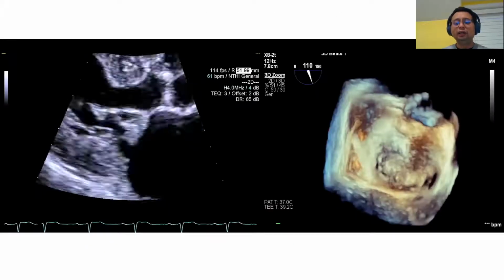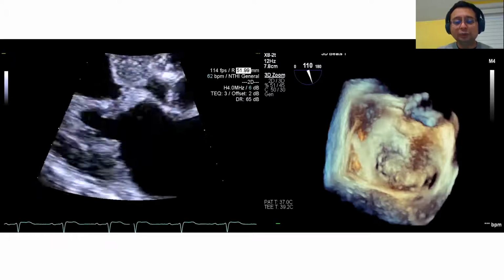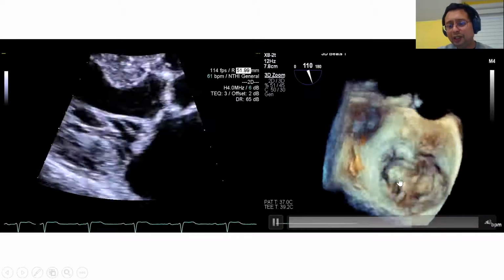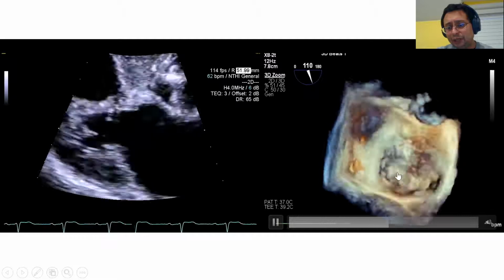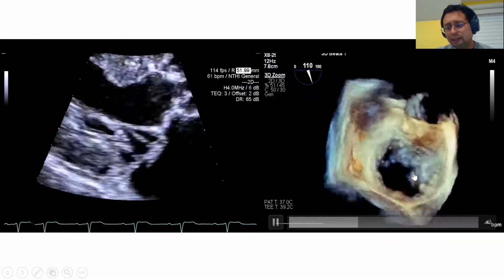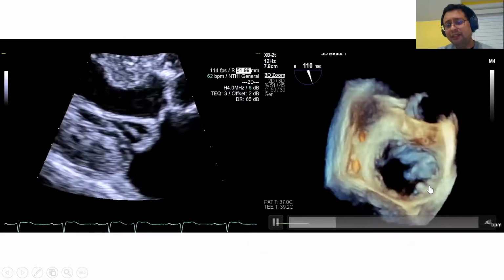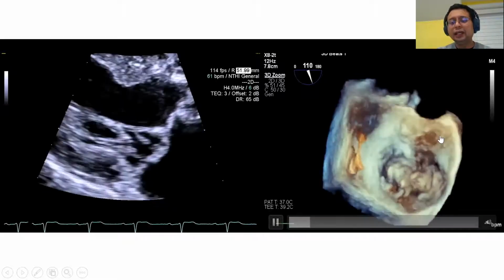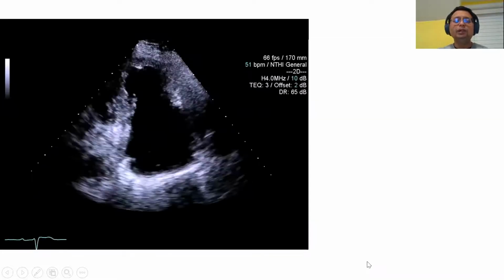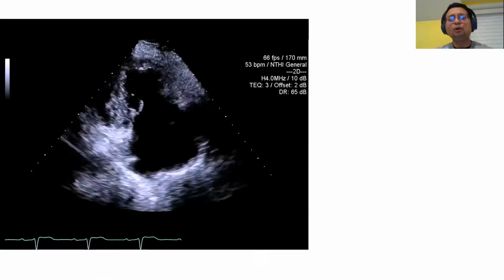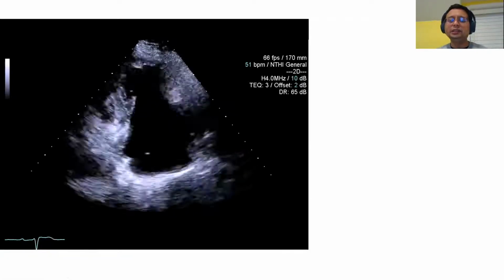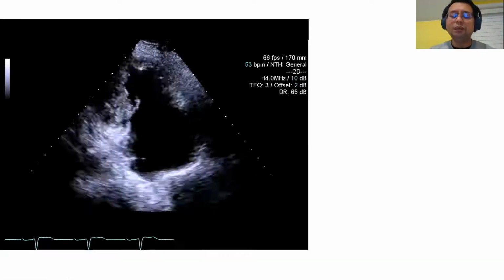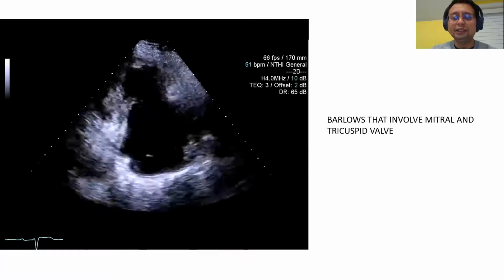Now, however, this is again just showing you the zoom view, showing you again the patient has a very big prolapse of the A2 and A3 segments, and maybe a little bit of prolapse of the P3 segment here, and you can see the annulus is dilated. However, I just wanted to show you this patient also has secondary tricuspid regurgitation and also possible myxomatous tricuspid valve disease.